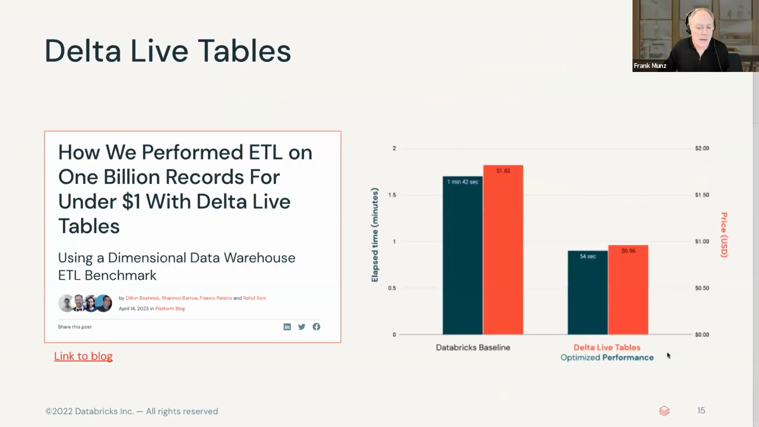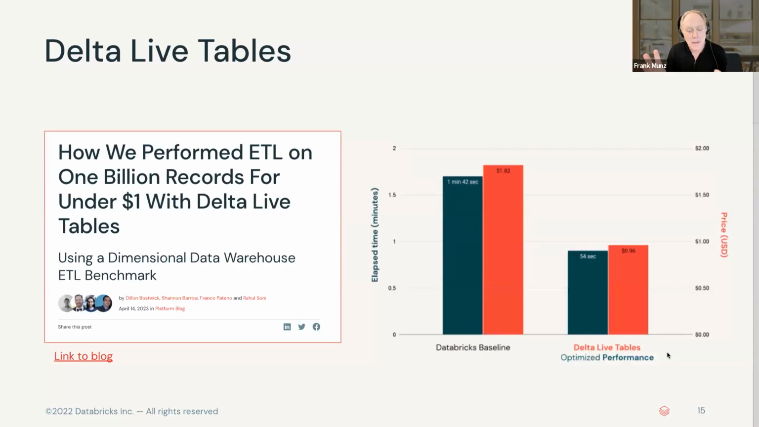Yeah, it's actually more a link to a blog posting. I recommend you look at that if you get the slides. We did a benchmark. Our team ingested 1 billion records for the price of under $1. That's an amazing blog to read. It also shows you an amazingly complicated DLT pipeline.